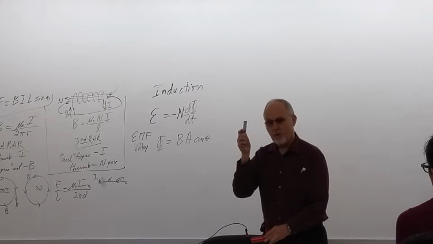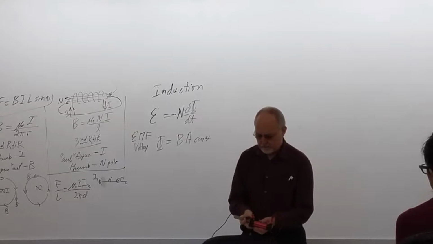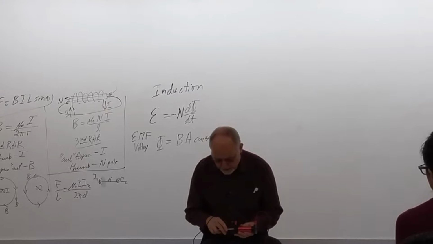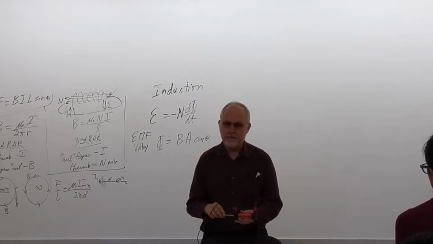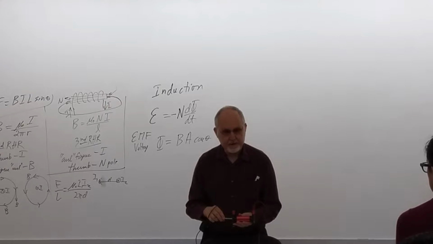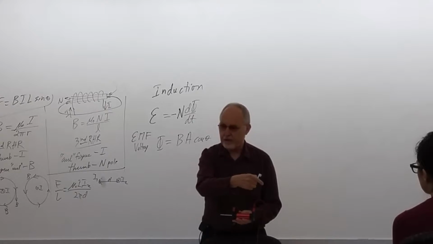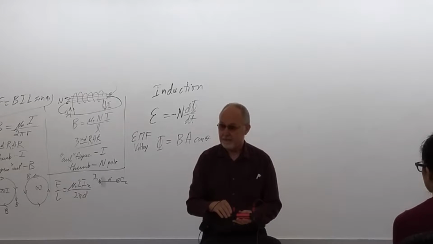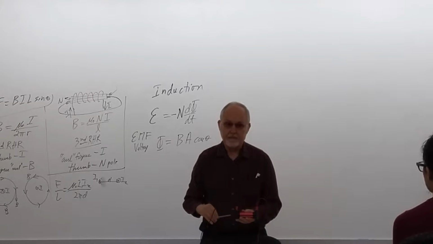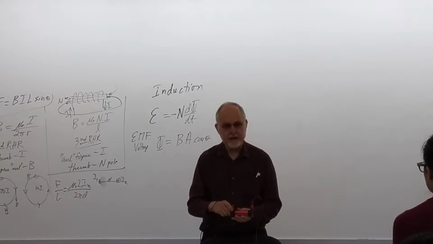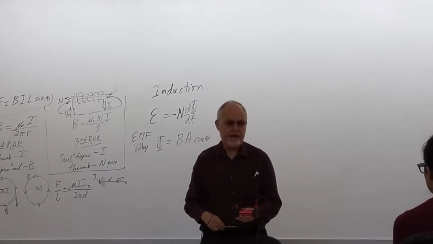But if I take the North Pole and push it into the coil, the galvanometer moves which direction, for those who can see it? It moves to your right. But what if I pull the North Pole out of the coil? It moves to the left. If I push the South Pole into the coil, it moves to the left. If I pull it out, it moves to the right.